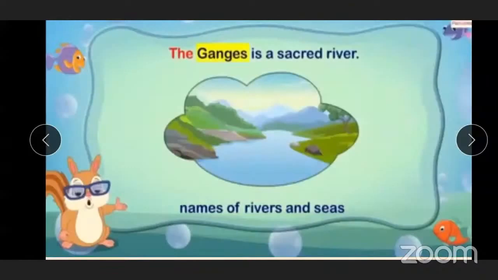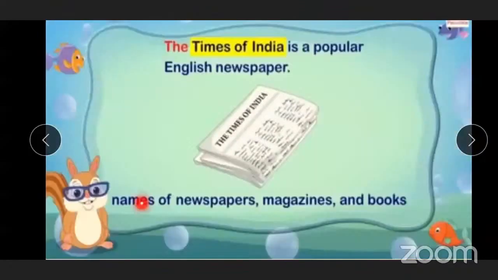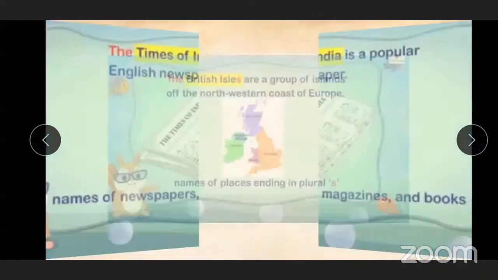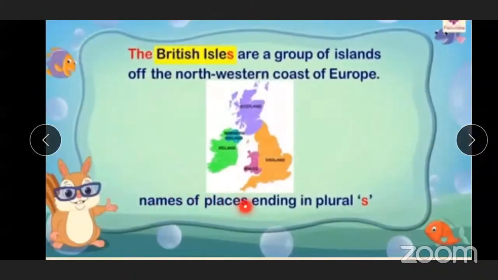The Ganges is a sacred river. Names of rivers and seas, we use the article. Next, we use it with names of newspapers, magazines and books also. The Times of India is a popular English newspaper. Now next, names of places ending with plural S also take "the". The British Isles are a group of islands off the northwestern coast of Europe.